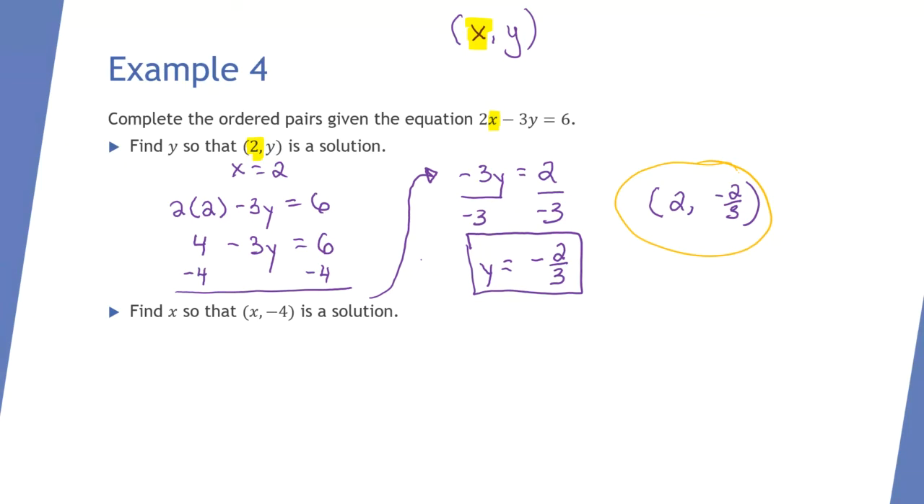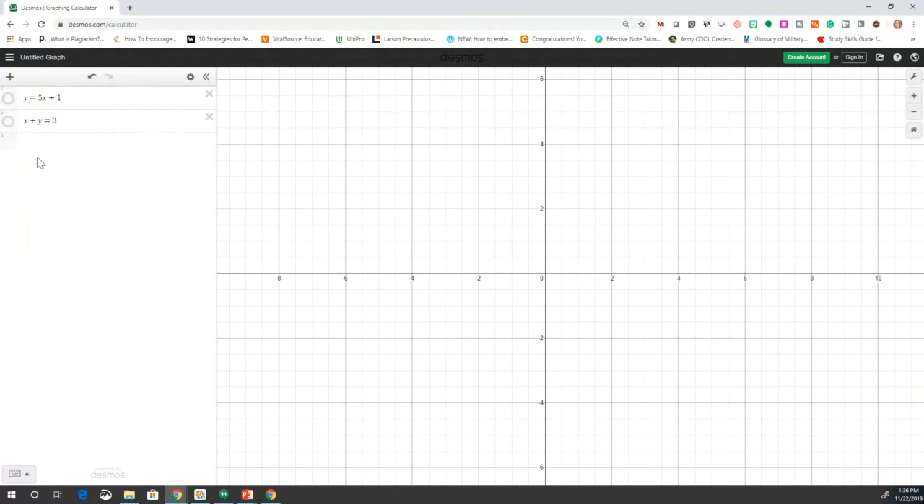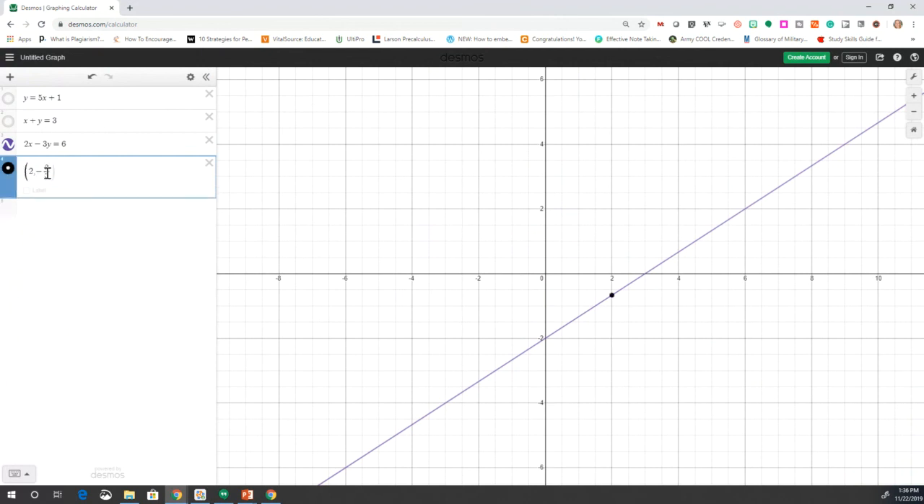For something like that, I actually recommend we just use Desmos. So I'm going to just clear these out. The equation they gave us was 2x minus 3y equals 6. So we just found an ordered pair, 2, negative 2/3. So you can graph fractions using Desmos, so you don't have to worry about trying to do it by hand. And you can see that that point that it created is on our line. That's what it means to be a solution. It's a solution if it's on the line. And this is how you can check your work.